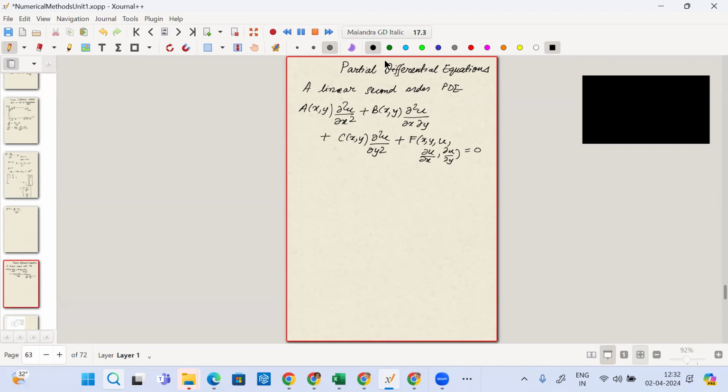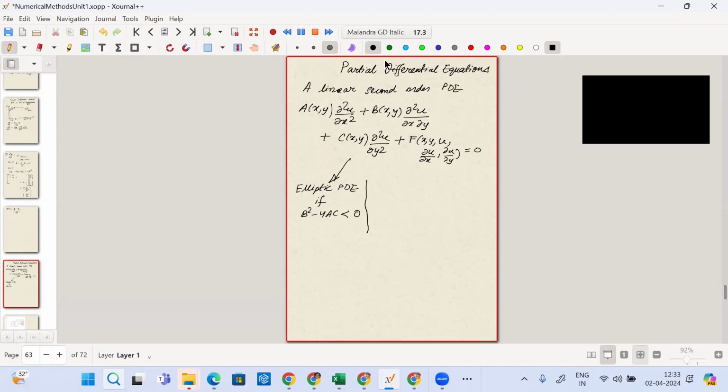Okay. Now such a PDE, there are different types of PDEs. How can you classify them? So there are three simple classifications. When you say it is an elliptic PDE, you have A, B, C, and F. Based on these A, B, C, and F, you can classify the PDEs. So it is an elliptic PDE if your B square minus 4AC is less than 0.